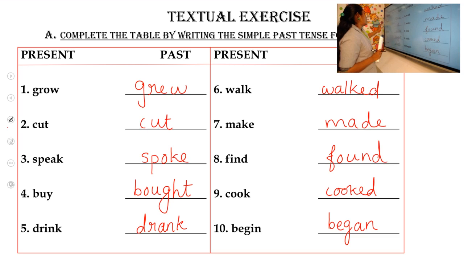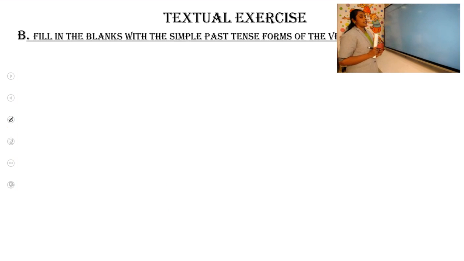Okay, next exercise. Exercise number B. Fill in the blanks with the simple past tense forms of the verb. So in that exercise, you can see in brackets the present tense form is given. You have to change it into the past tense.